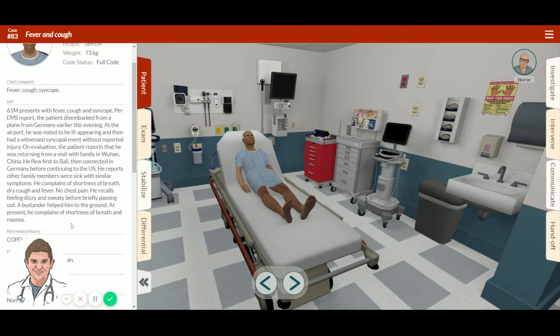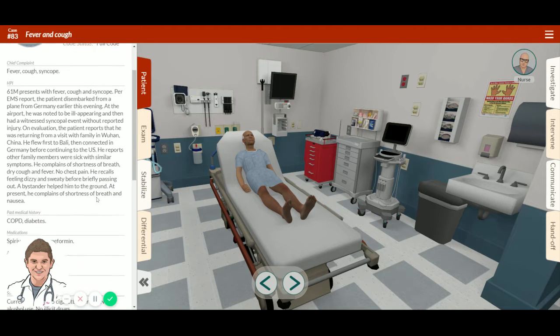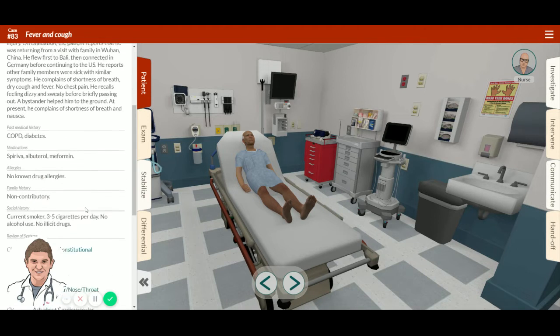On evaluation here, the patient reports that he is returning from a visit with his family in Wuhan, China. He flew first to Bali and then connected in Germany before continuing to the US. He reports other family members were also sick with similar symptoms. He's complaining of chest pain, or sorry, not chest pain, shortness of breath, dry cough, and fever. He has no chest pain. He recalls feeling dizzy and sweaty before briefly passing out. A bystander helped him to the ground. And at present, he complains of ongoing shortness of breath and ongoing nausea.